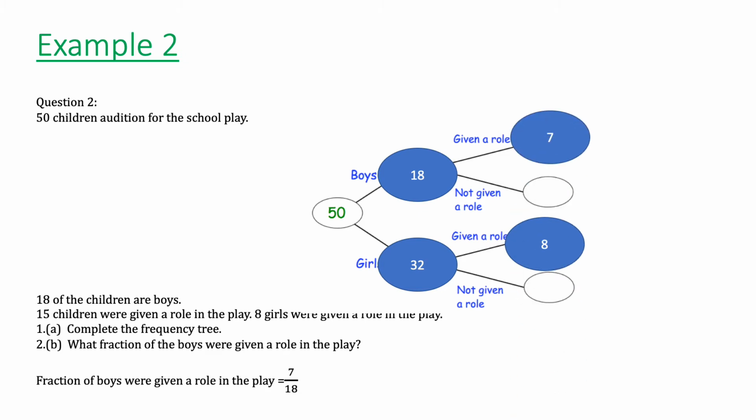The way I got 7 was because it says 15 children were given a role in the play. So 8 plus something has to give me 15. So 7 plus 8 has to be the total number of students that were given a role. 7 plus 8 gives me 15, which is what that second sentence says. Right, I can now fill in the gaps. That's going to be 11, because 11 plus 7 is 18.